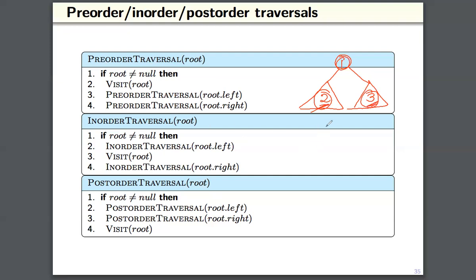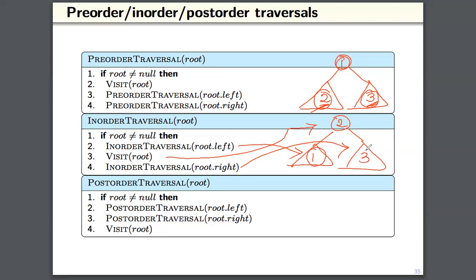What about in-order traversal? It's just changing the order. You first traverse the left subtree, then you visit the root, and finally you traverse the right subtree recursively. 1, 2, 3. Next, post-order.